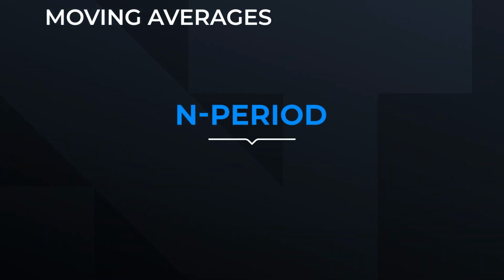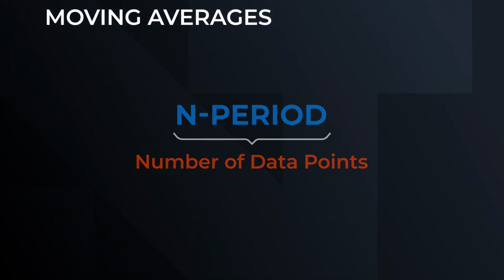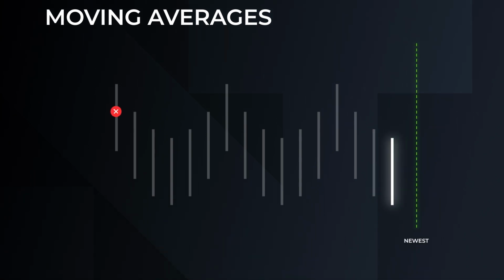The moving average achieves this by taking an average of the latest n periods on the chart. It is considered moving because as a new data point is tallied, the oldest data point falls out of the calculation.